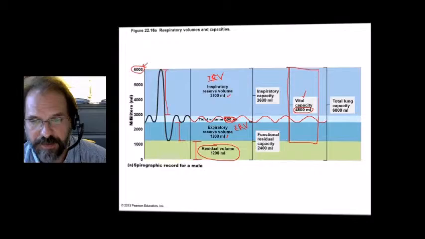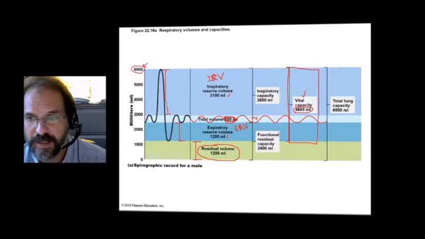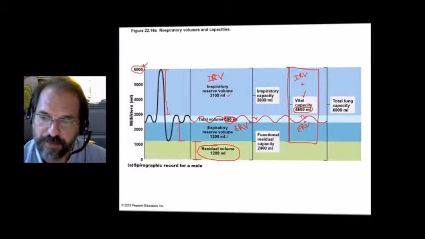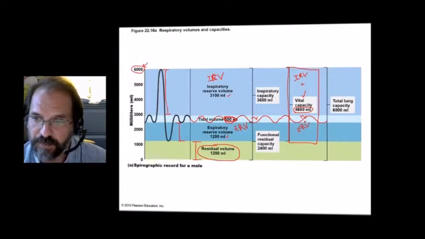Now, if you take your tidal volume, your inspiratory reserve volume, and your expiratory reserve volume, and you put those three together, you got your IRV, and your tidal volume, and your expiratory reserve volume, and you add those together, you get your vital capacity. IRV plus tidal volume plus ERV equals your vital capacity.